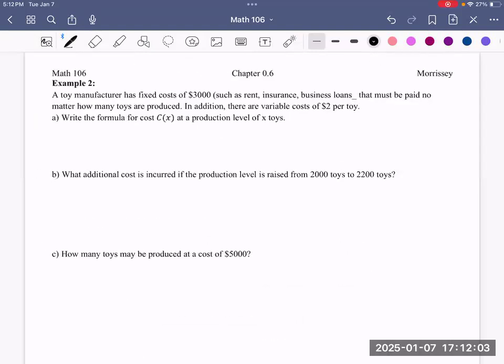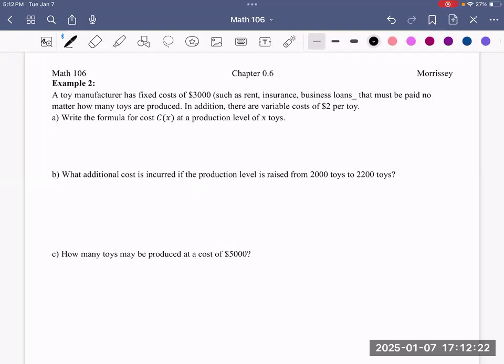So it says a toy manufacturer has fixed costs of $3,000, such as rent, insurance, business loans that must be paid no matter how many toys are produced. In addition, there are variable costs of $2 per toy. Write the formula for cost as a function of toy production level.